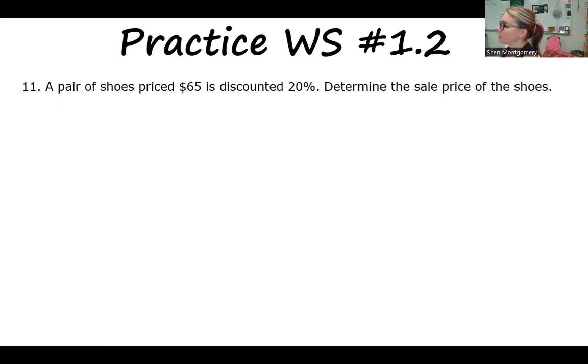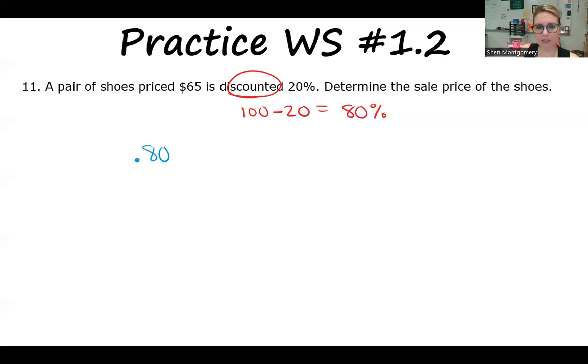All right, we've got one last question. This is a lot like a question on the last quiz. That's why it's back. A pair of shoes is priced $65 and it's discounted 20%. Determine the sale price of the shoes. So we need to remember that anytime you see discount, what do you have to do? So we have 100 minus 20. That gives me it's actually 80% that we're paying for. So we have 80%, and then that as a decimal is 0.80. We will multiply it by our price. And that will give us our sale price.